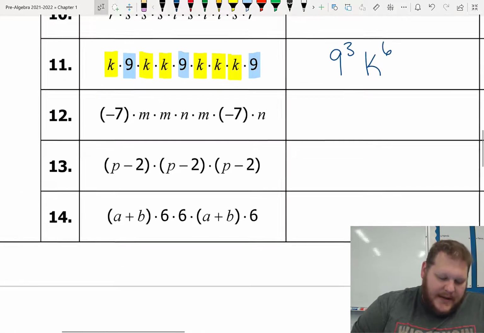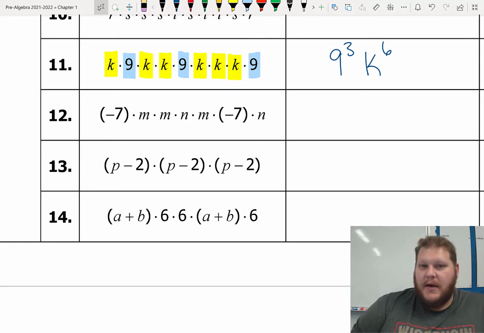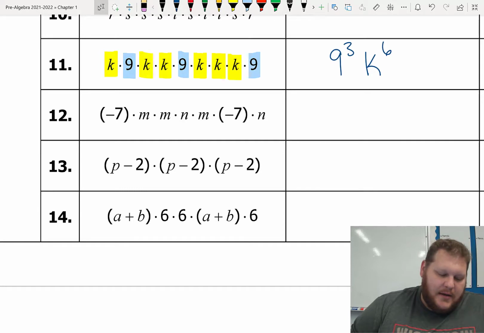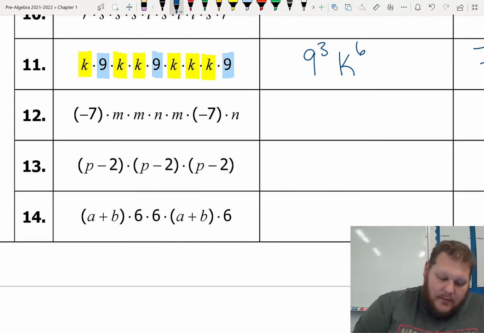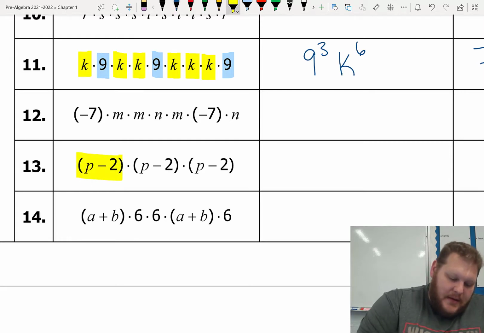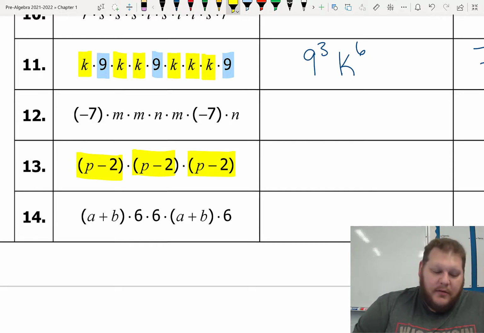Okay, last one for this page. For number 13, we have p minus 2 times p minus 2 times p minus 2. So that parenthesis is being multiplied together 3 times. Now this is getting a little more advanced, and we're not going to see this again for a little while, with these algebraic expressions as my base. But in this case, my base of p minus 2, that parenthesis, is being multiplied together 3 times.